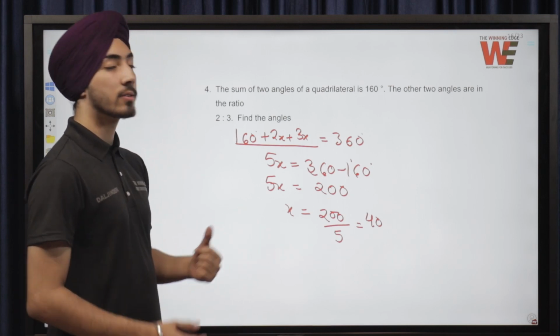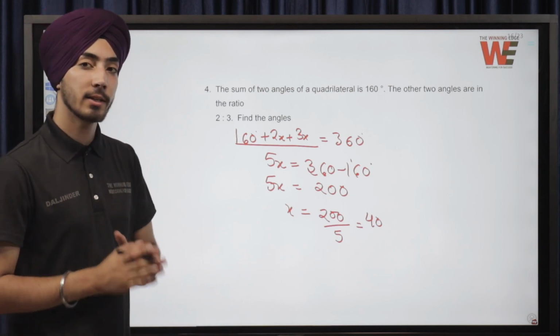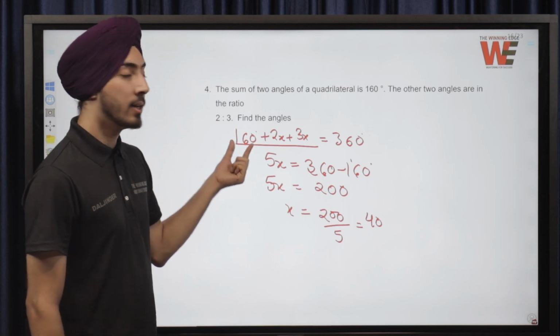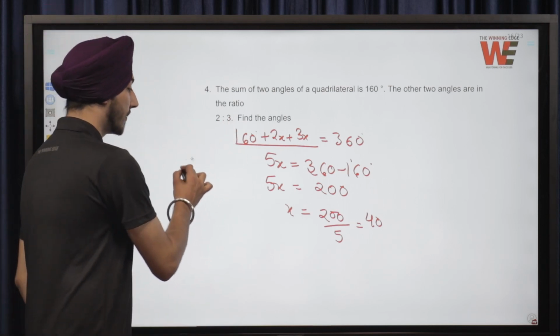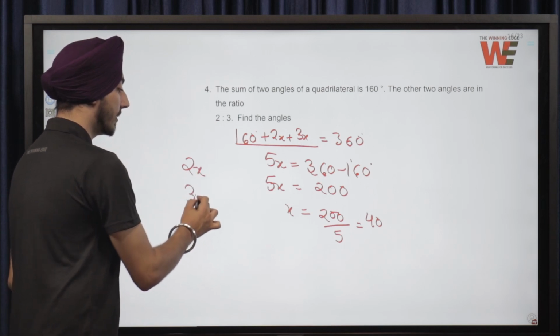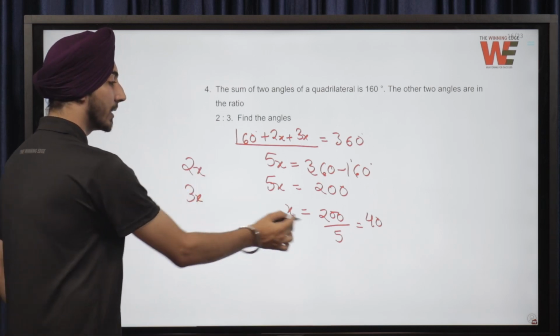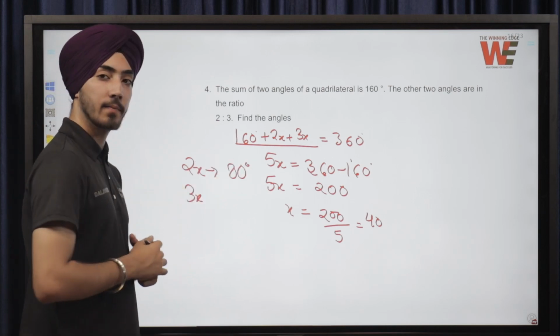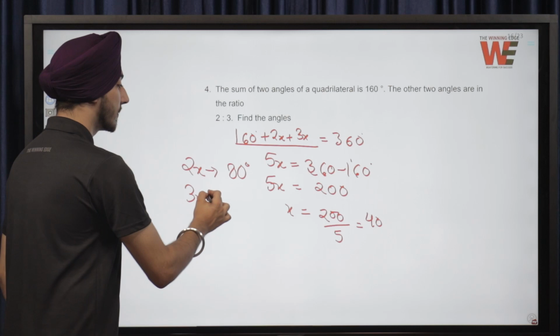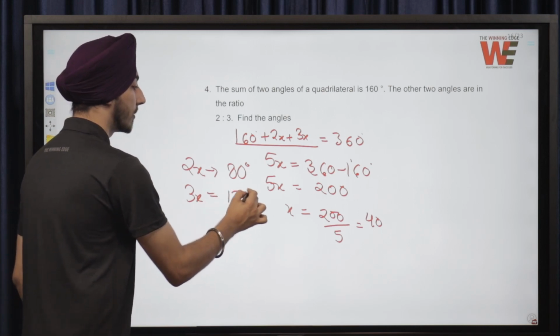Now we don't have to just find the value of x. We have to actually find the angles. So these angles are in the ratio 2:3. So what does this mean? It means that we have to find the value of 2x and 3x. So 2 multiplied by 40 will give you 80 degree, and 3 multiplied by 40 will give you 120 degree.